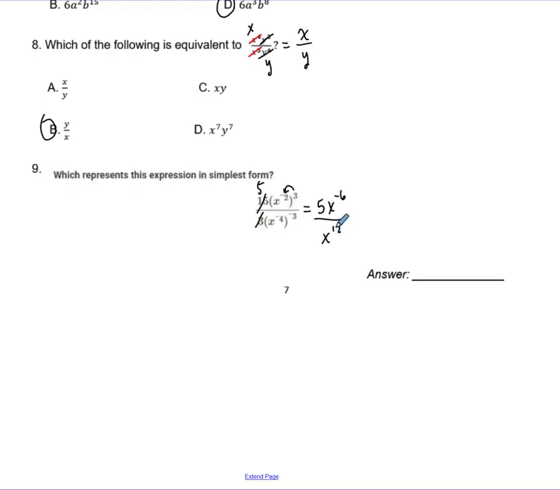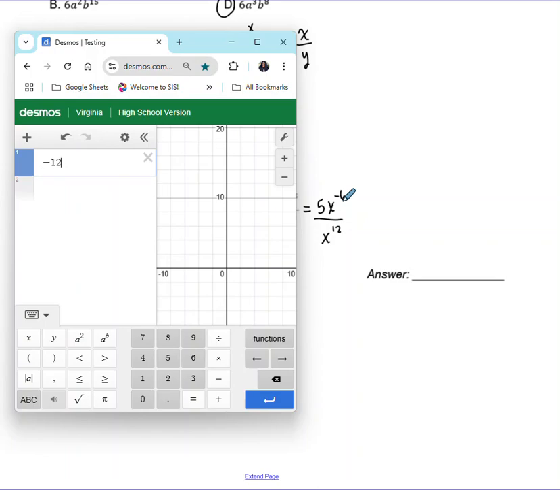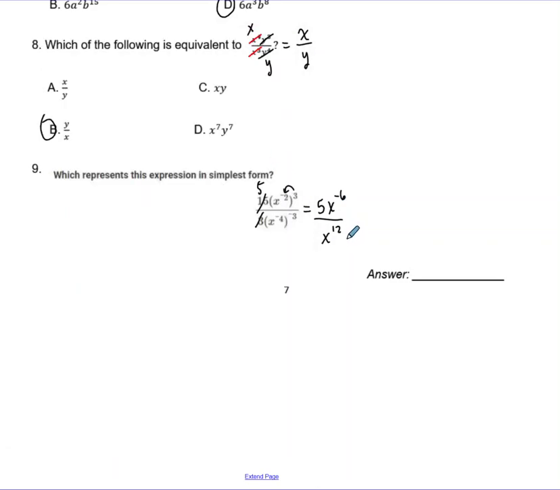Remember, a negative times a negative is a positive. -4 times -3 is +12. So the negative went away. The only other negative that didn't go away is this -6. But to make it into a +6, you just have to move it. Leave the 5 on the top, and I have x^12, I'll leave that, I don't have to move this. But here you can bring this down to the denominator and then make it positive.